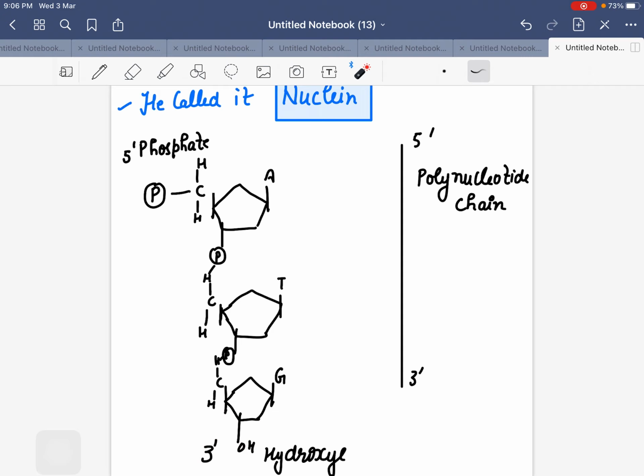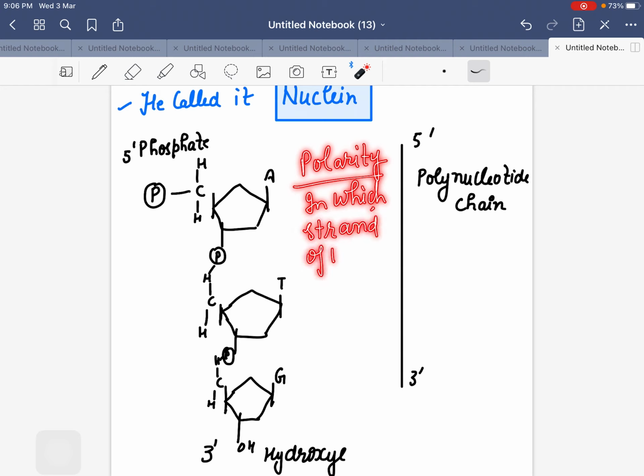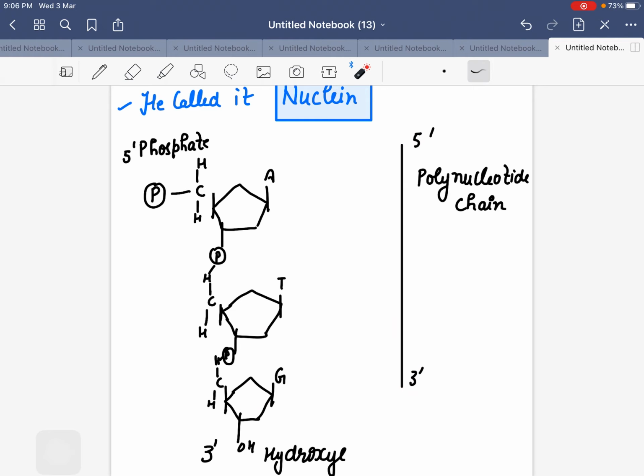That is the reason we are giving polarity. क्या direction? Polarity means in which direction this chain or this strand of DNA will run. This strand of DNA will run in which direction? What is the direction? Here 5' end is free, and the 3' OH is free. Here 5' phosphate is free. So this is 1 2 3. You can make a chain of 4 to 5 nucleotides. So this chain is known as polynucleotide chain.